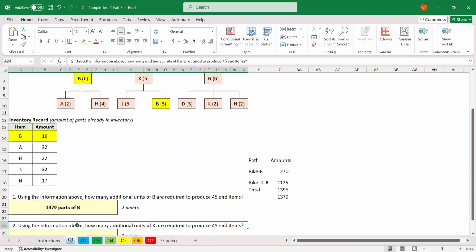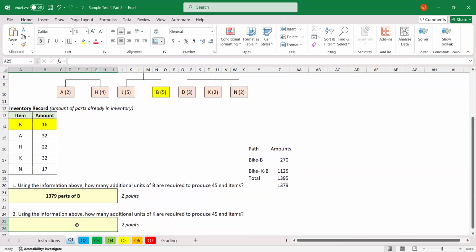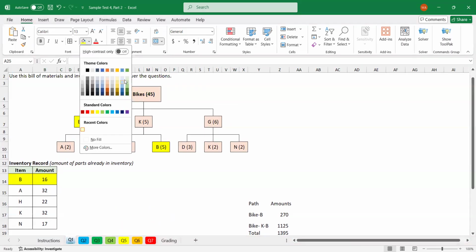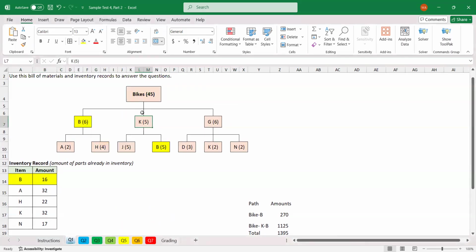The next question reads, using the same information above, how many additional units of K are required to produce 45 end items? How many units of K? So find all the Ks that you have on your diagram. I see one here, and I see another one here. It could be two, it could be more than two.